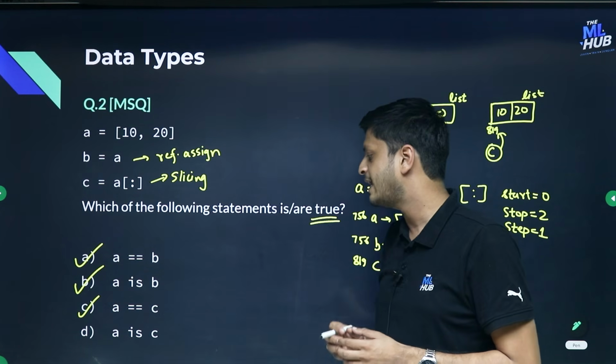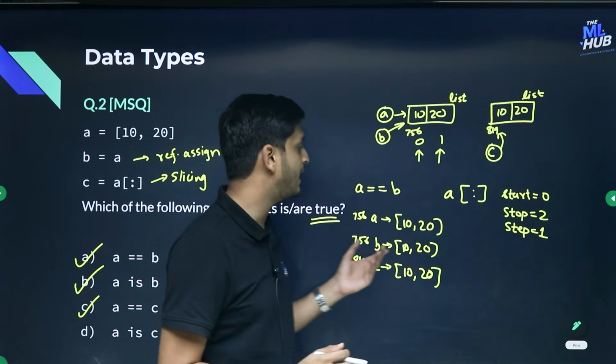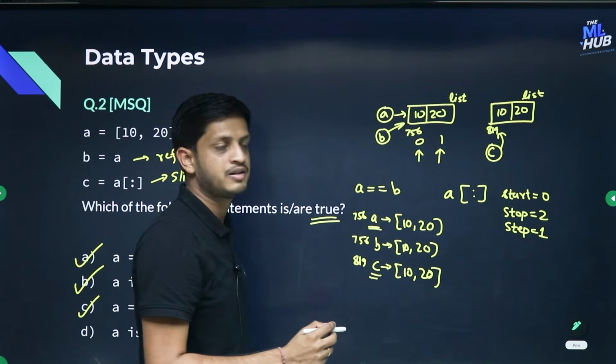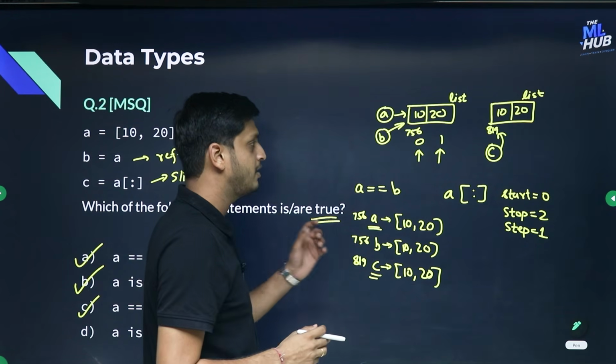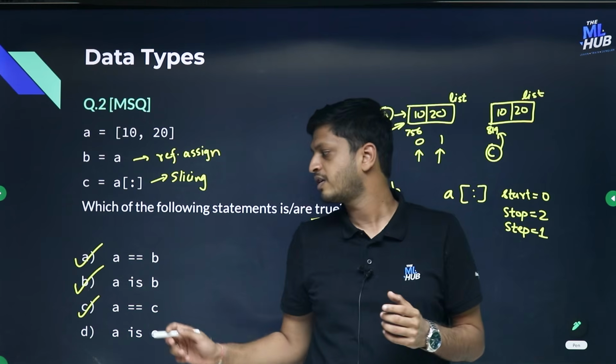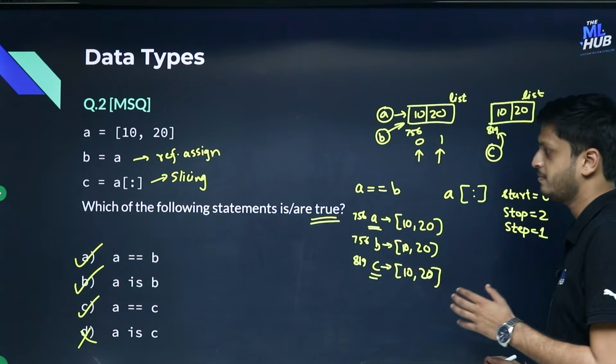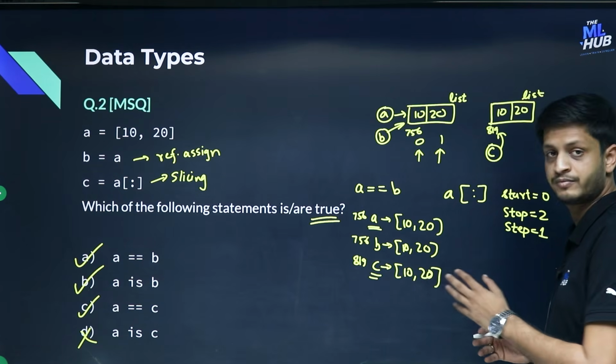And option D is A is C. A is C means what? The address of A and the address of C. So A and C are pointing to different memory locations, so the address of A and C are not the same. A is C will give you false. So A is C is incorrect. Right? So the correct options here are A, B and C.